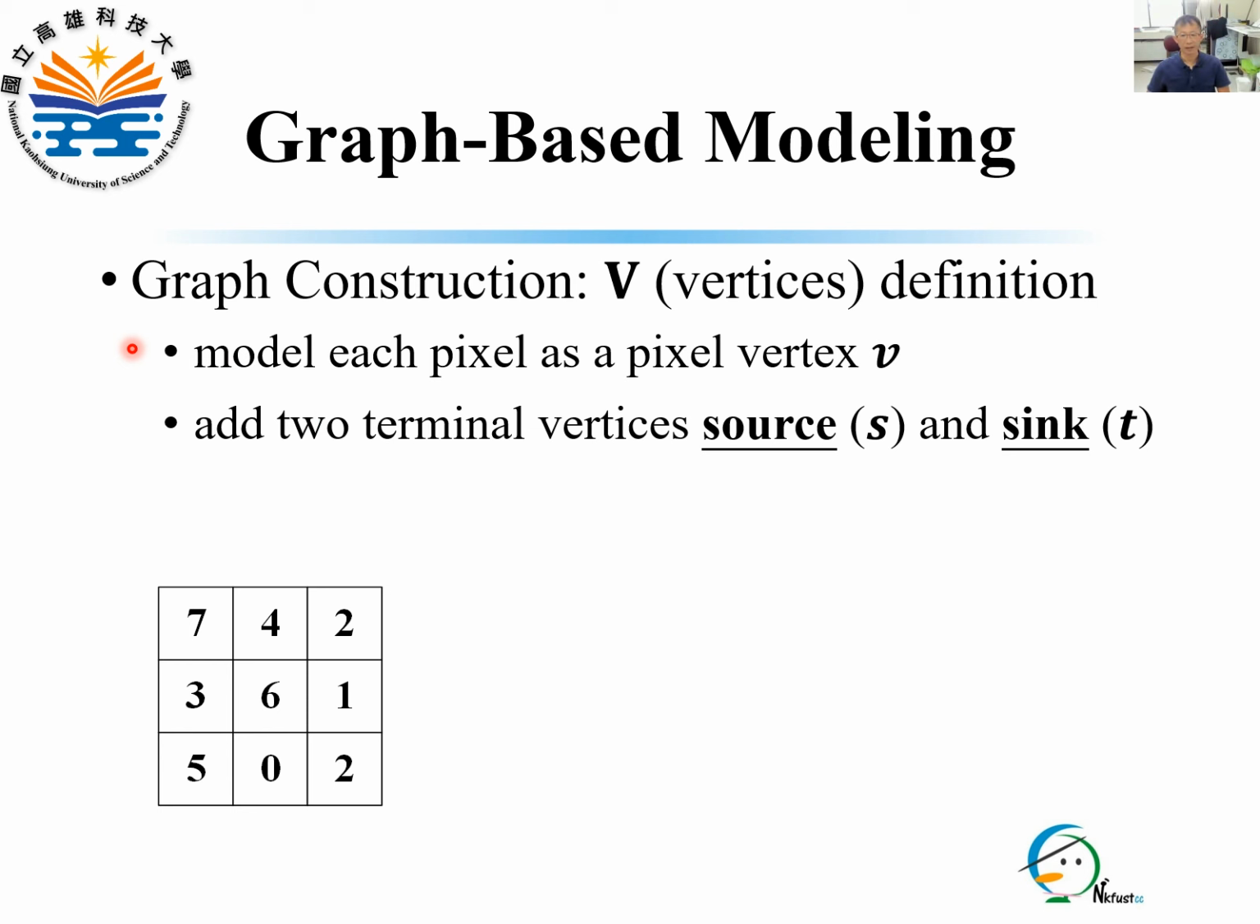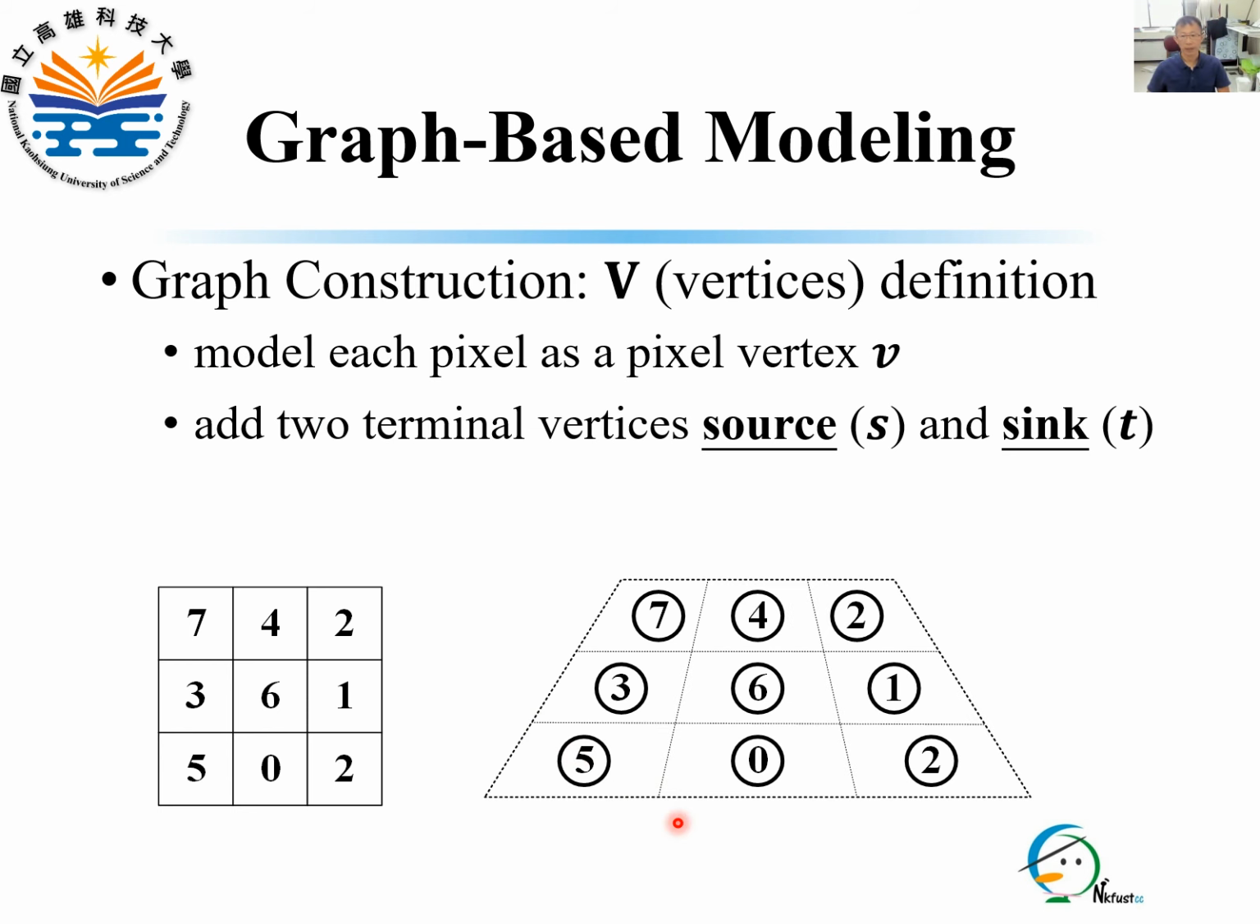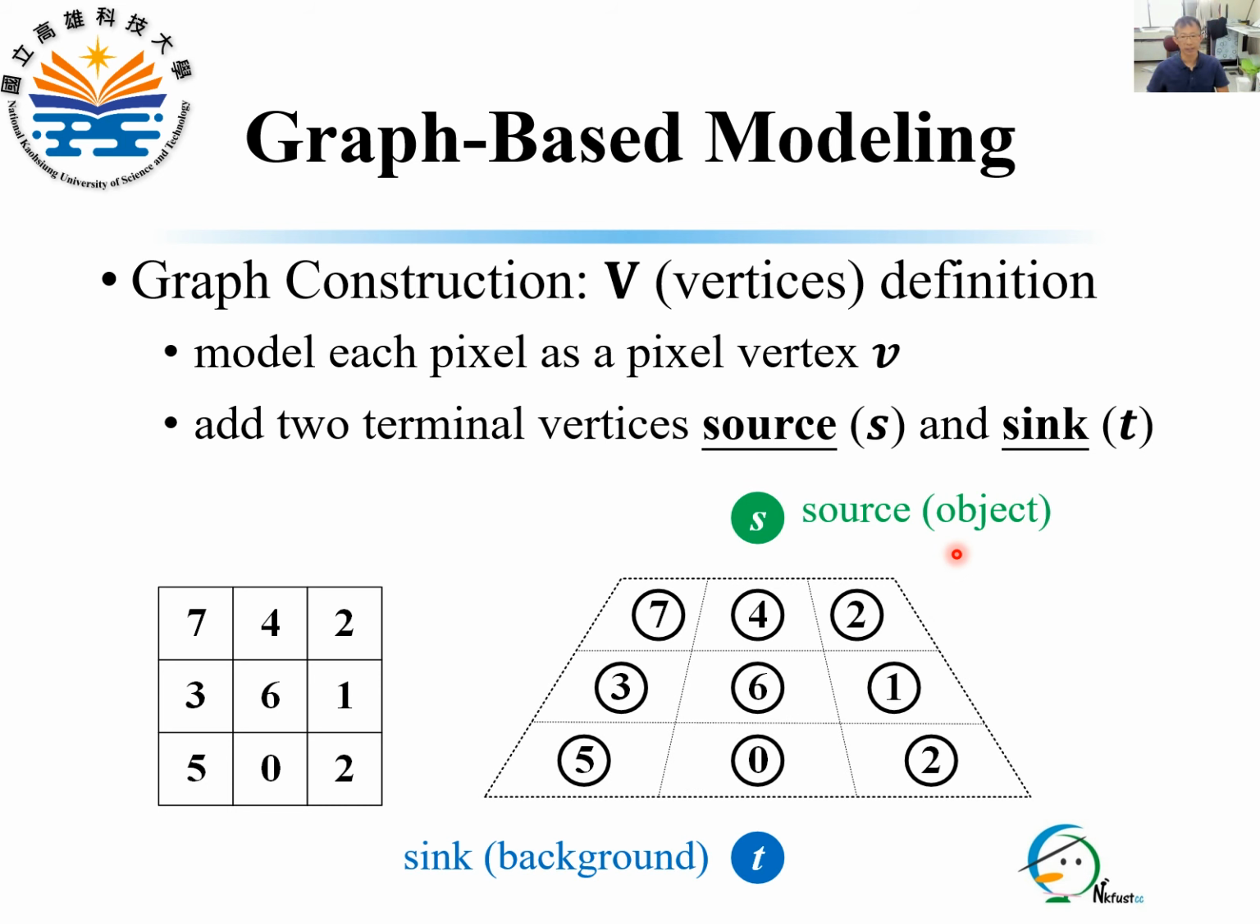For the vertex definition, each pixel is modeled as a pixel vertex V, and two terminal vertices, namely source and sink, are added. Therefore, the vertex set V is the union of pixel vertices and source and sink terminal vertices.